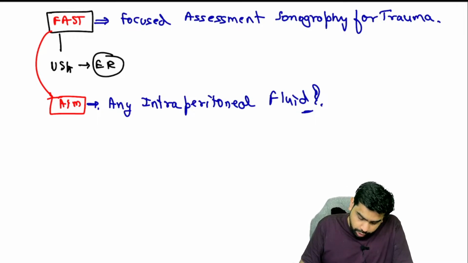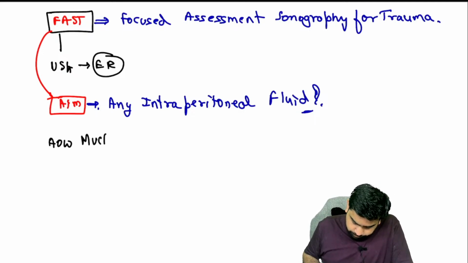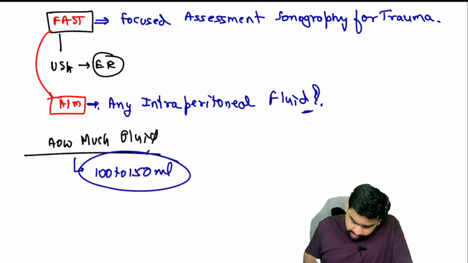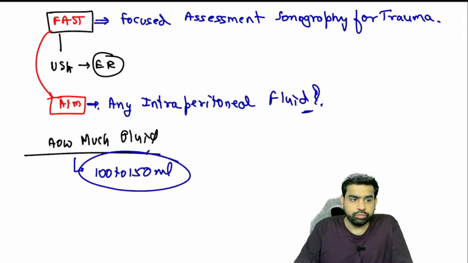Now, how much amount of fluid can be detected? How much fluid can be detected over here? So the FAST has a capacity to detect 100 to 150 ml of fluid. At least 100 to 150 ml should be there for it to be detected.